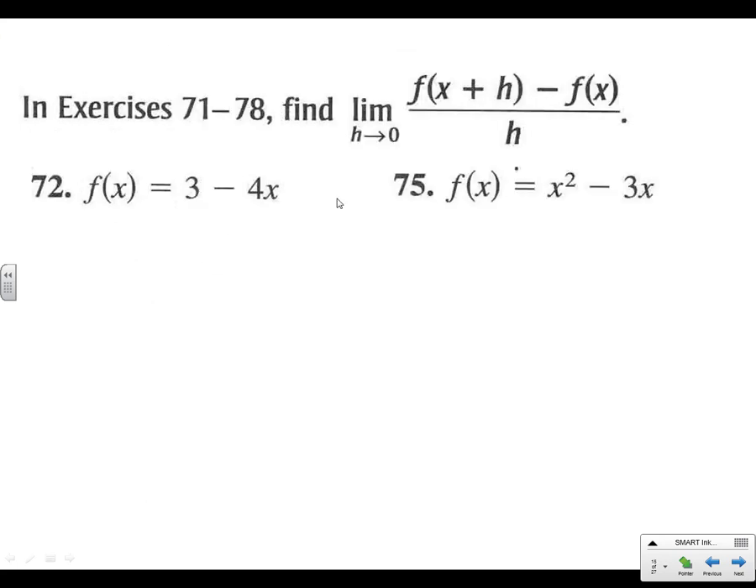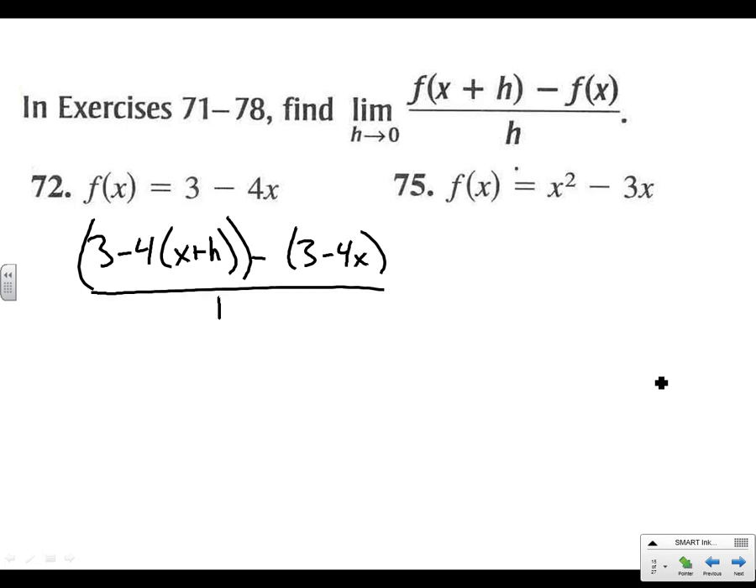72. All right, let's do the derivative here. All right, so 3 minus 4x goes in for our first f of x plus h. So it's 3 minus 4. Instead of x, we're going to put x plus h minus, put both of these in parentheses, 3 minus 4x all over h. Let's clean it up. 3 minus 4x minus 4h minus 3 plus 4x all over h.